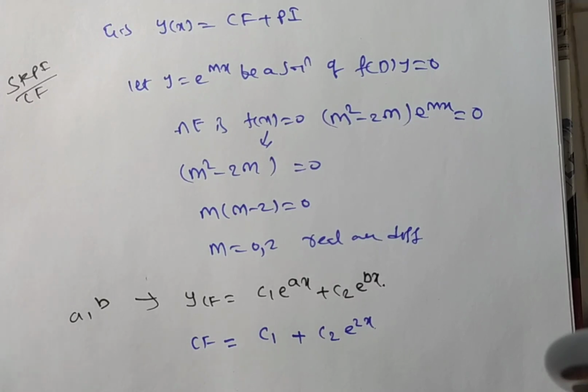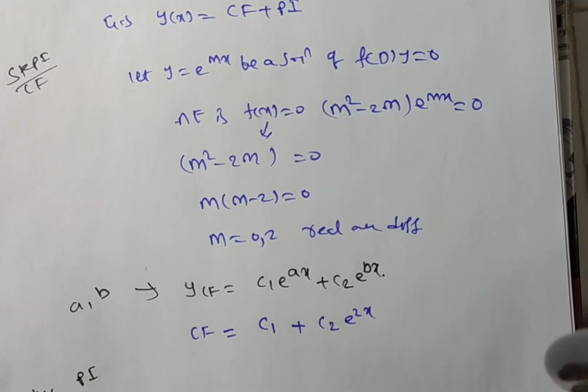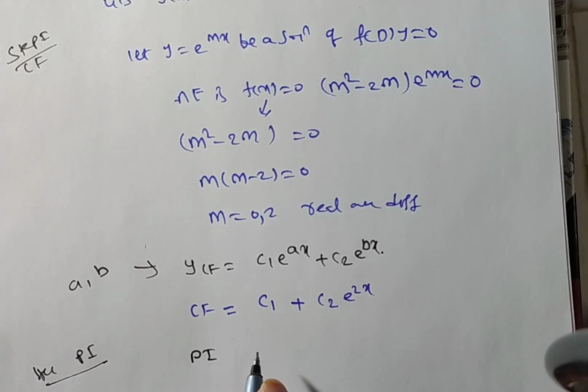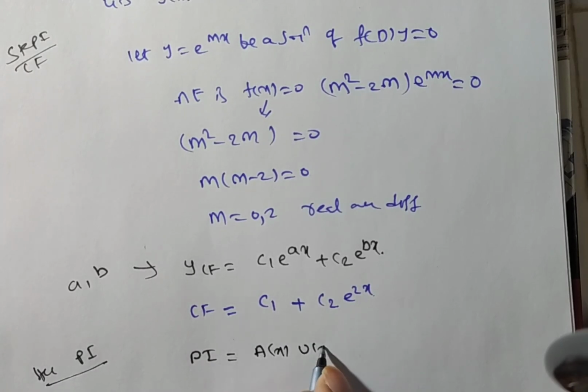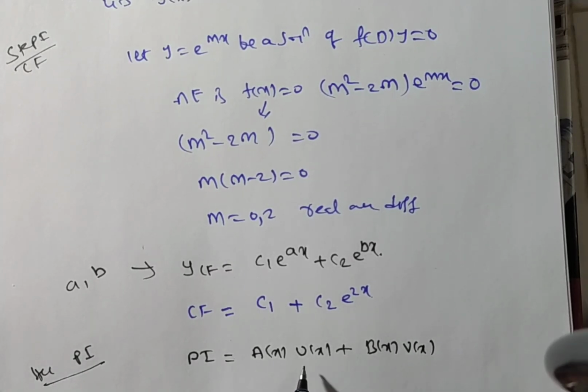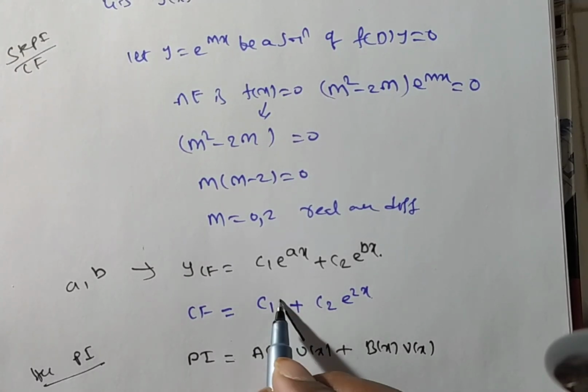In step 2 we find the particular integral. Friends, how do we find the particular integral in variation of parameters? We directly take the particular integral as A(x) u(x) + B(x) v(x). What is u(x)? It is the C1 coefficient, which is 1. Next, what is v(x)?